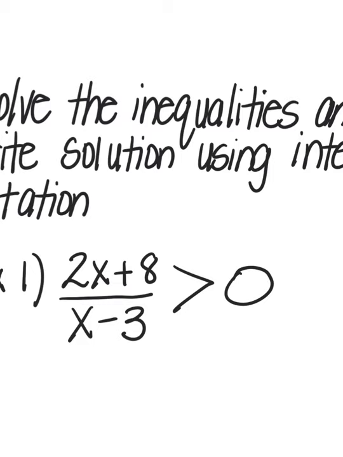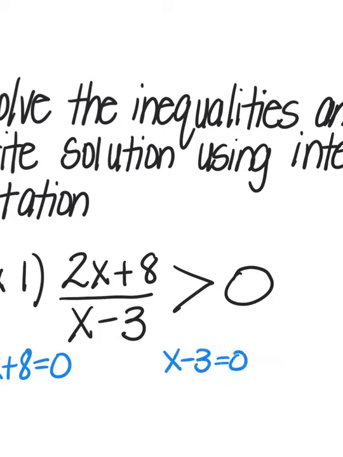Example number 1: 2x plus 8 over x minus 3 is greater than 0. So the first thing that we need to do to solve these inequalities is find our solutions for x. And we'll do that by setting our numerator and our denominator equal to 0 and solving for x. So my numerator is 2x plus 8, and I'll set that equal to 0, and x minus 3 is equal to 0.